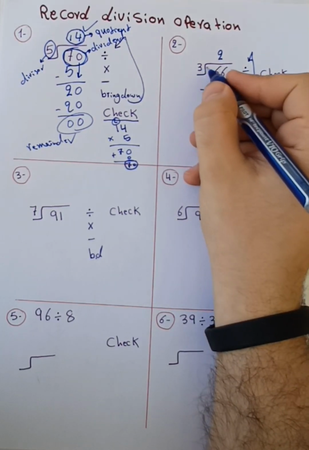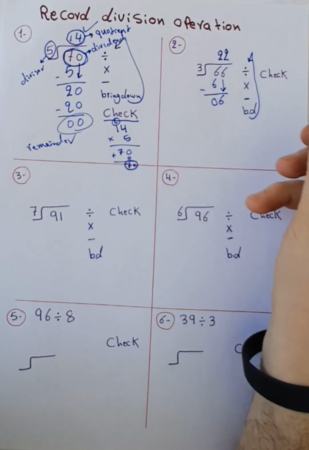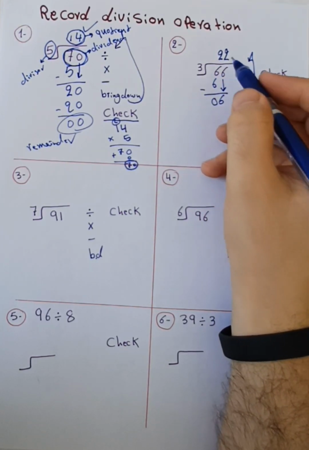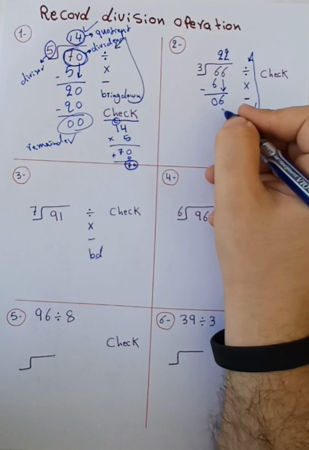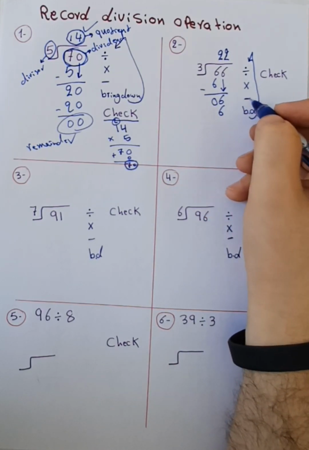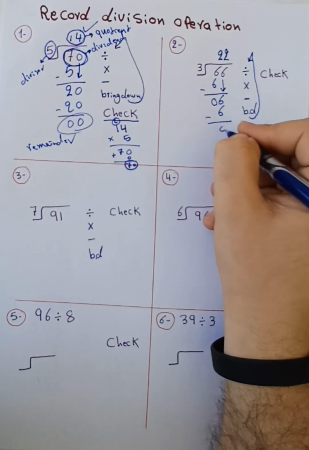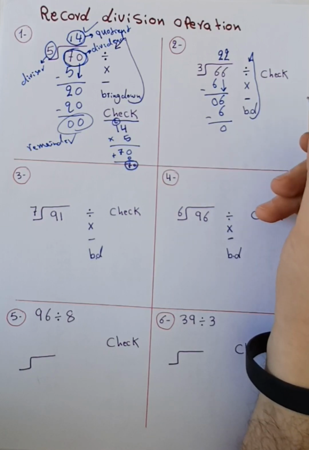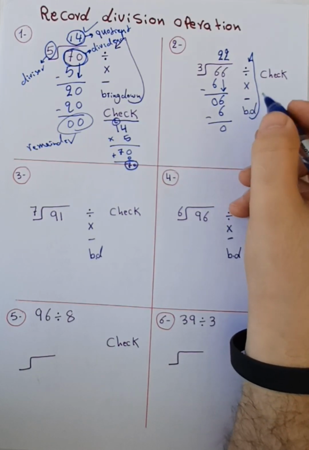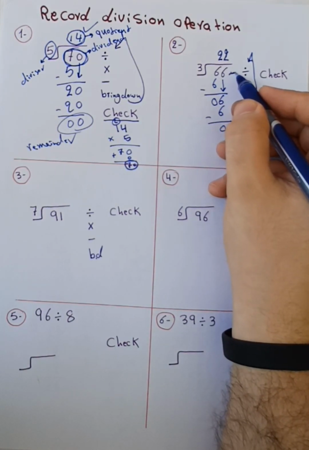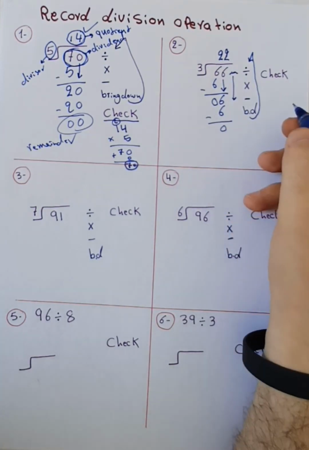6 divided by 3 again equals 2. After divide, you have multiply. 2 times 3 equals 6. After multiply, you have subtract. 6 minus 6 is 0. After subtract, you have bring down. But after this 6, we don't have any numbers to bring down. So you have to stop here.